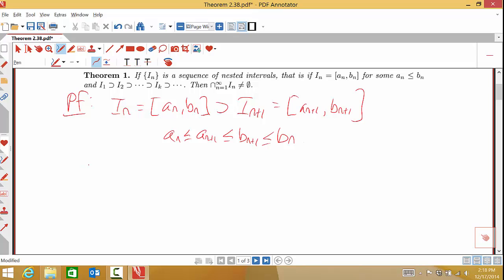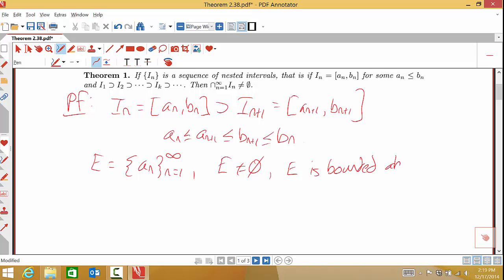So what I can do now is define a set E of just, let's say, the left endpoints of my intervals, so a sub n for n equals 1 to infinity. Okay, E is a non-empty set. In particular, I know a1 is in E, I know a2 is in E. There are lots of elements in there. They may not be distinct, but I certainly know there's something in there. It's non-empty, and in particular, E is bounded above.